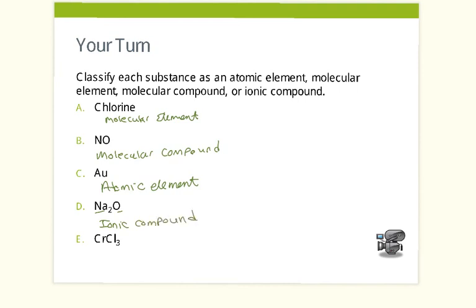In E, we have chromium and we have chlorine. And we need to ask, obviously, this is a compound. It's got two or more elements in it. So which kind of compound is it? Well, chromium is a metal and chlorine is a nonmetal. So again, it's an ionic compound.